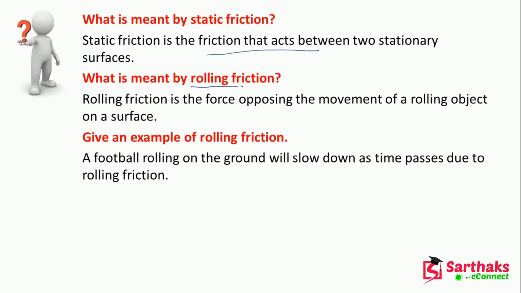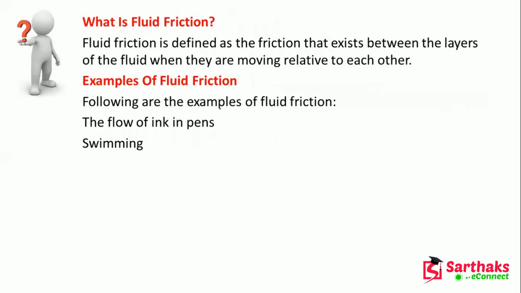Rolling friction is the force opposing the movement of a rolling object on a surface. Give an example of rolling friction. You have a lot of examples in your daily life; just pick any one. A football rolling on the ground, you can give any rolling friction example.